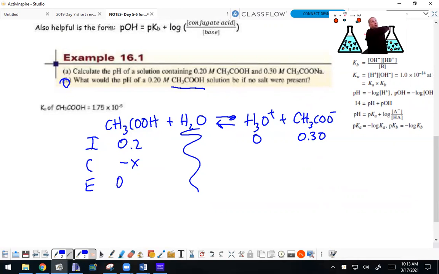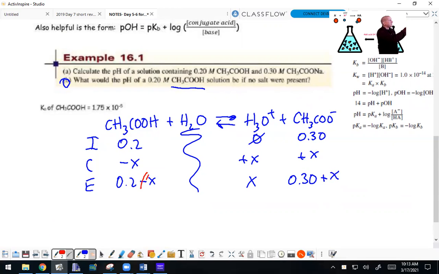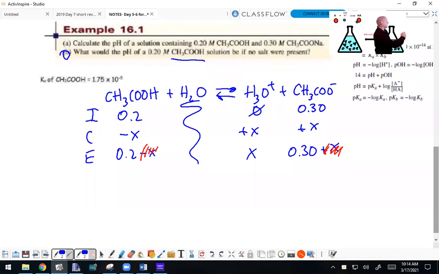Now it still has to go from left to right. We can't go from right to left because you don't have any of that. So it's still 0.2 minus x. It's still plus x and plus x. This is still x. But this one's not just x now, it's 0.3 plus x. Now, just like with the last one, I didn't check the percent ionization, but we're going to understand that we're always going to do this, at least in AP. So not only are we going to ignore the minus x for the reasons we have been, we're also going to ignore the plus x for the same reasons. It makes the algebra easier, and it is a good assumption as long as it's not 5% ionized.